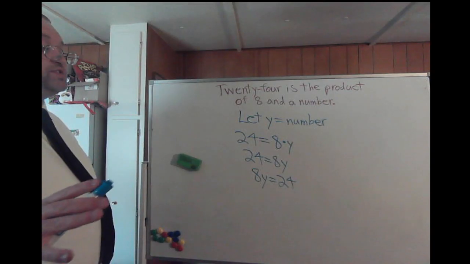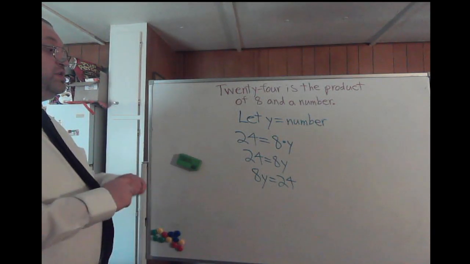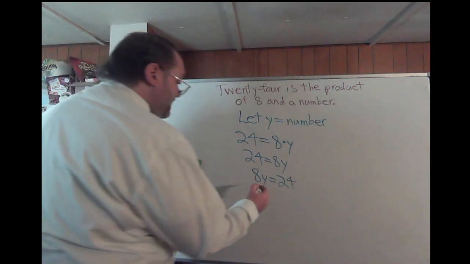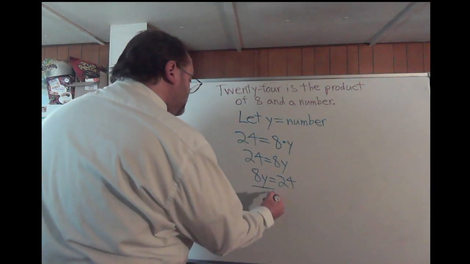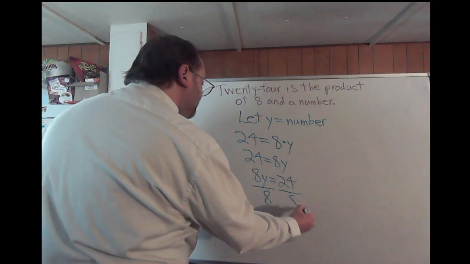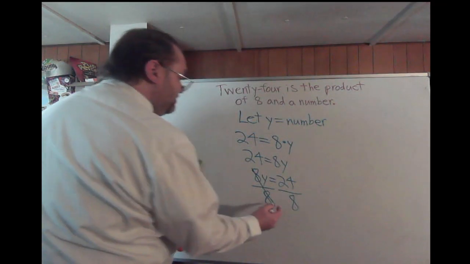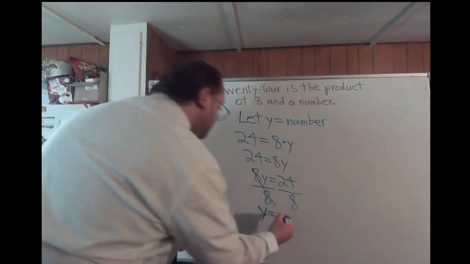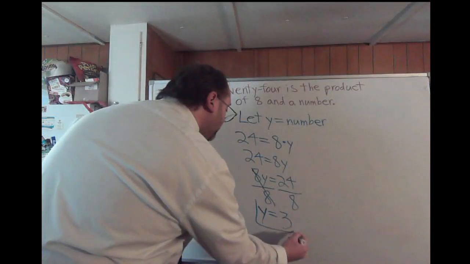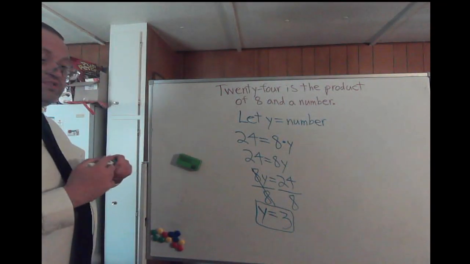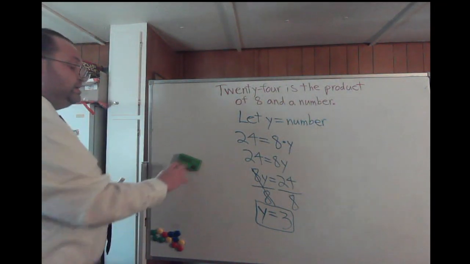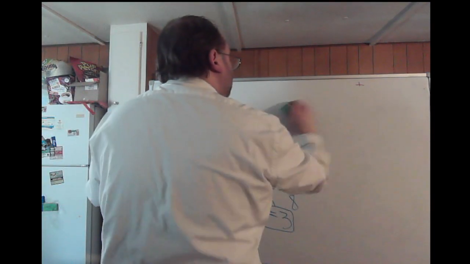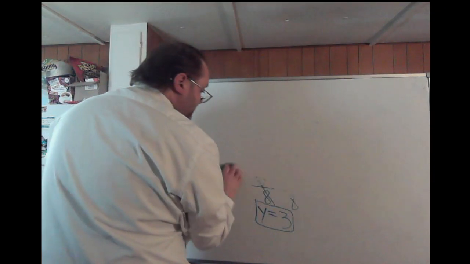Well, the goal, of course, get y by itself. What do we have to do in order to do that? We have to divide both sides by 8. So let's go ahead and do that here. Well, the 8's will cancel out on the left. You'll have y is equal to, what is 24 divided by 8? That's 3. So that number we were looking for is 3. Y equals 3. So really not that bad. And I do have one more, then the lesson will be over for today.